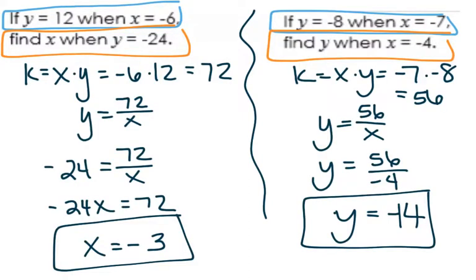Okay, so here's all my work. These are two different problems because in one of them you're finding x, and in the other you're finding y. So for the first one I got x equals -3. For the second one I got y equals -14.